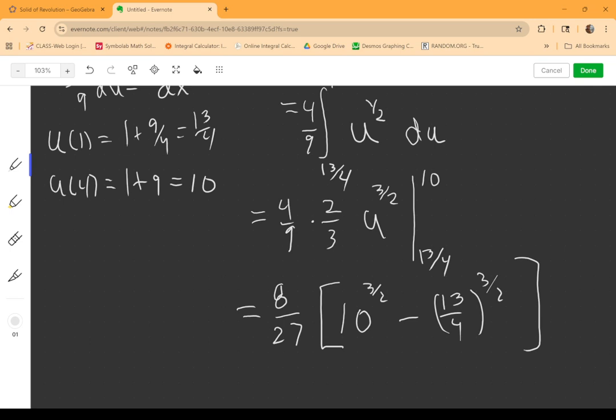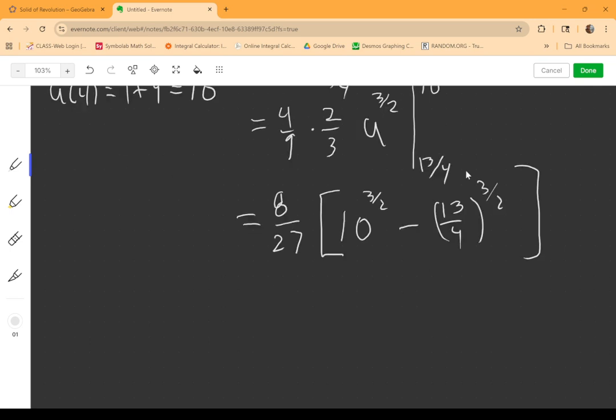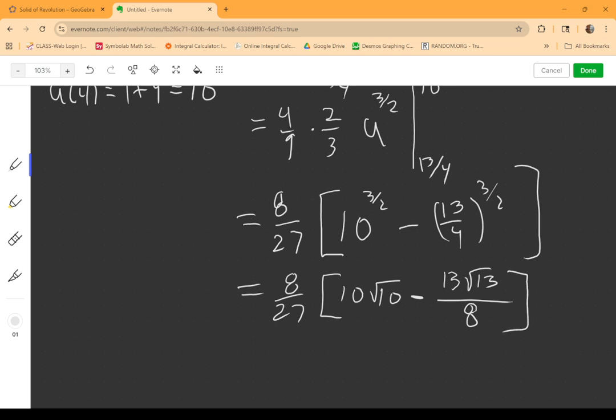Here we could leave it like this. Sometimes you can rewrite it if you're so inclined. When you have something to the 3/2, it's equivalent to saying 10√10, because if you cube it, one of the squares you can take the root of, and you'll have another factor left over. The same thing here: we have 13√13, but the 4 is actually a perfect square. So if I take the square root of 4, that's 2, raised to the 3rd power is 8. That's just a little simplification.